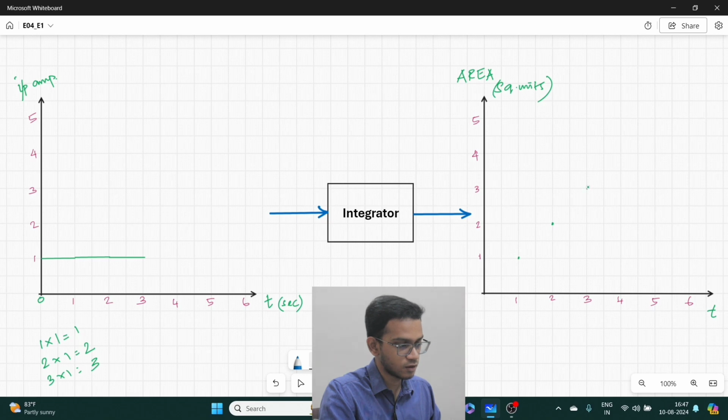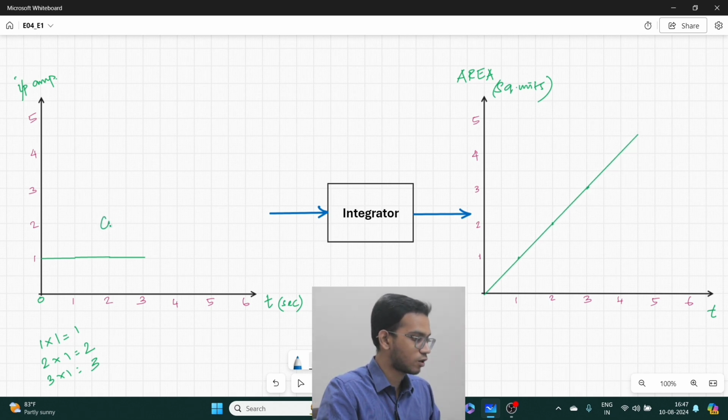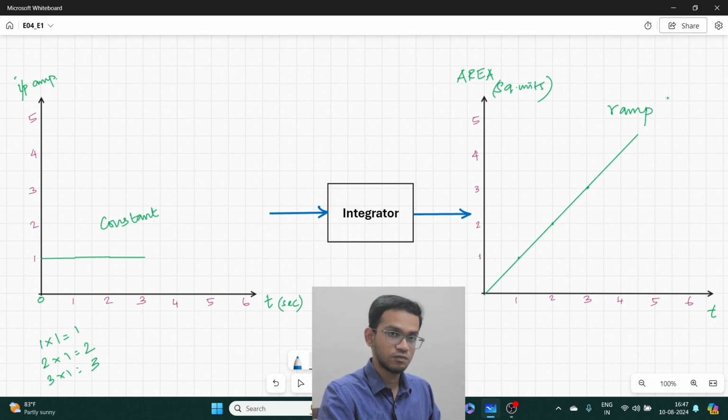Now if you plot all this, what is it? This is a ramp. So when I am giving a constant input, I am getting a ramp output. The point that we need to understand here is that this is the output of the integrator.